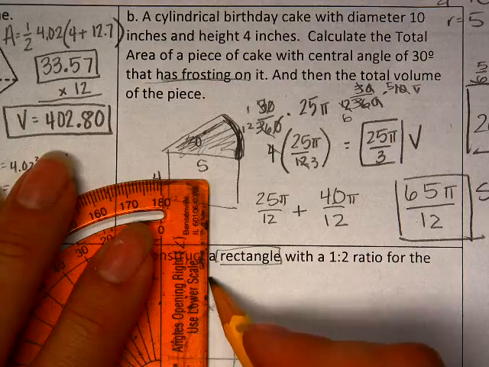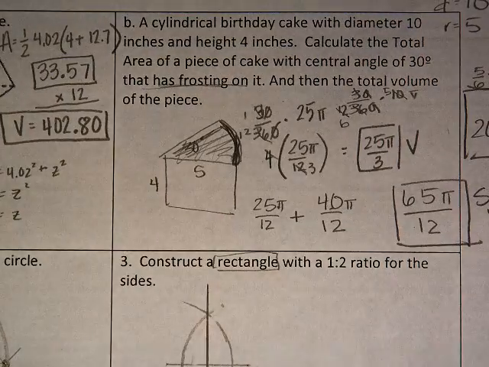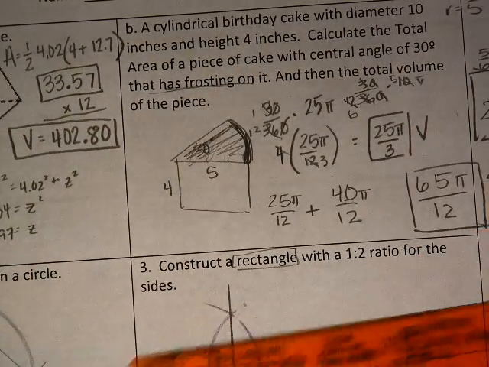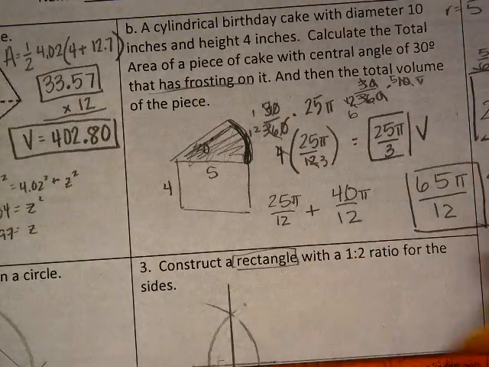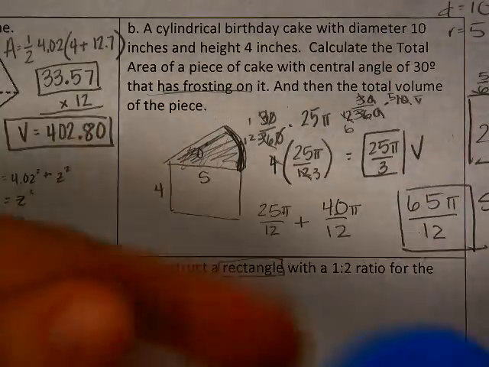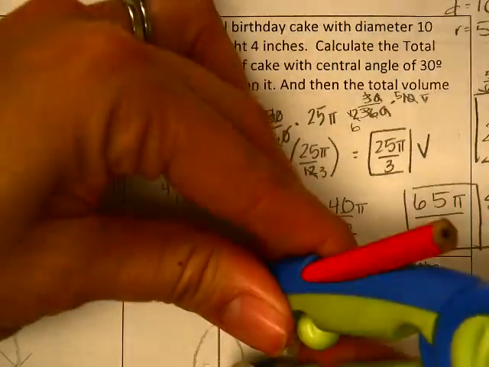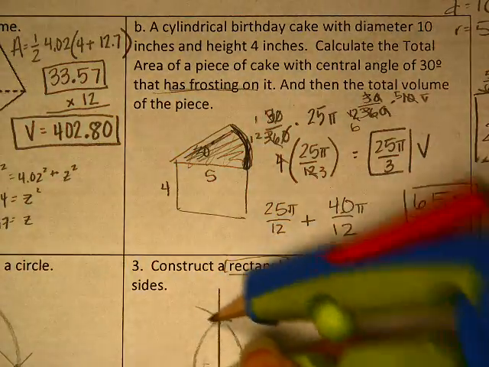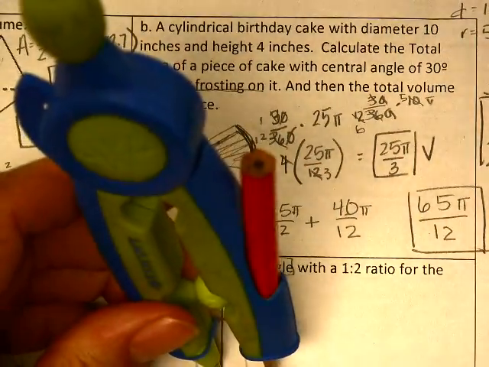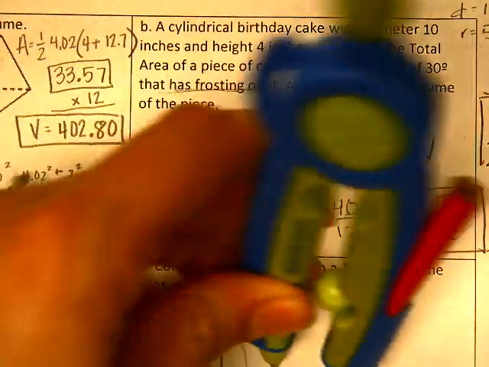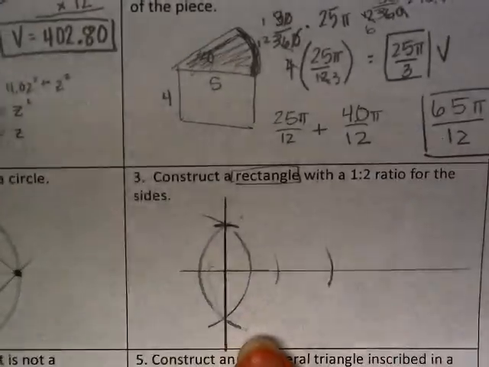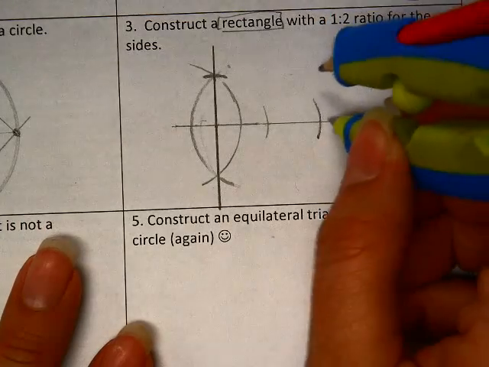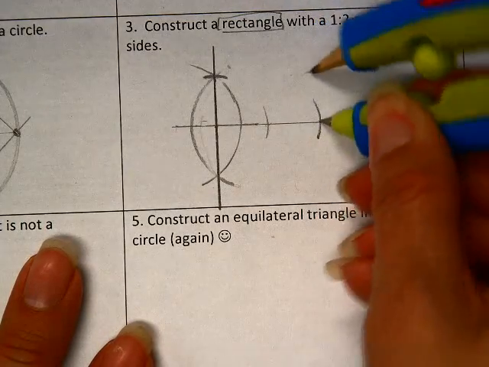So I have a perpendicular. Now, once I have a perpendicular, I need to do some measuring. I just need it to be in a 1 to 2. So I'm going to measure from here to here. That'll be my 1. And then that will be my 2. Now, the other thing that I need to do is just go right up here.